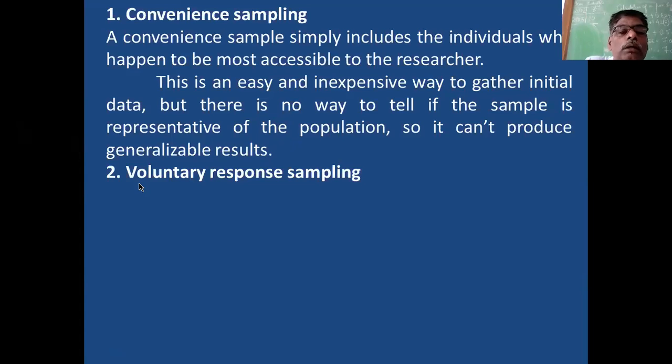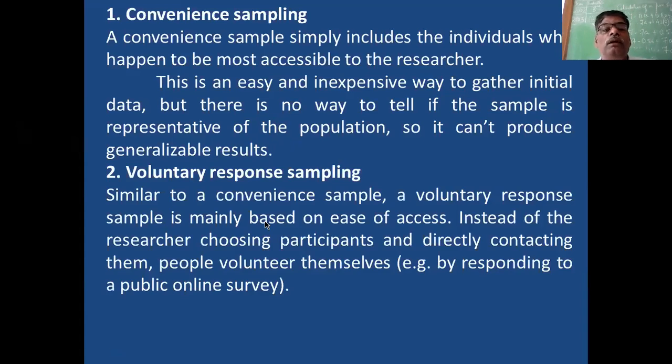And second is voluntary response sampling. What is voluntary response sampling? This is the second method of non-probability sampling. In this method, this is similar to the convenience sampling method. A voluntary response sample is mainly based on ease of access. Instead of the researchers choosing the participants and directly contacting them, people voluntarily provide the information themselves.